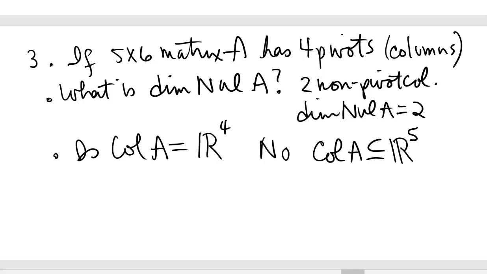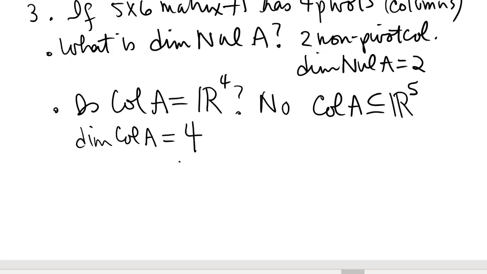But where did this question come from? Well, it comes from the fact that the dimension of column A, we've got 2 non-pivot columns, 4 pivot columns. The dimension of column A must be 4. But just because the dimension is 4 doesn't mean it's equal to R4. The vectors are not even in R4.